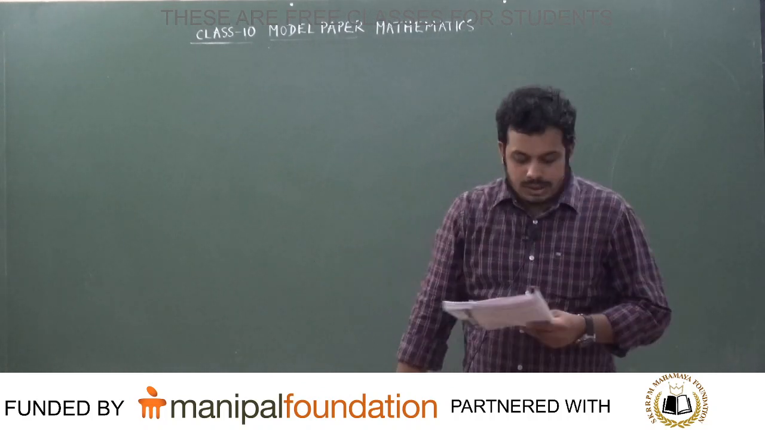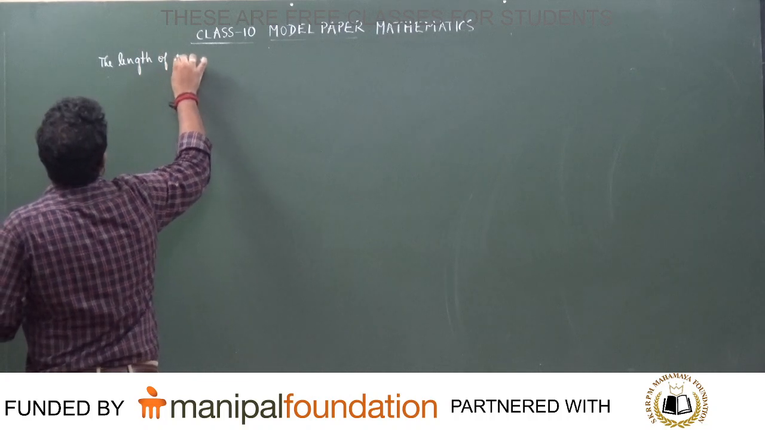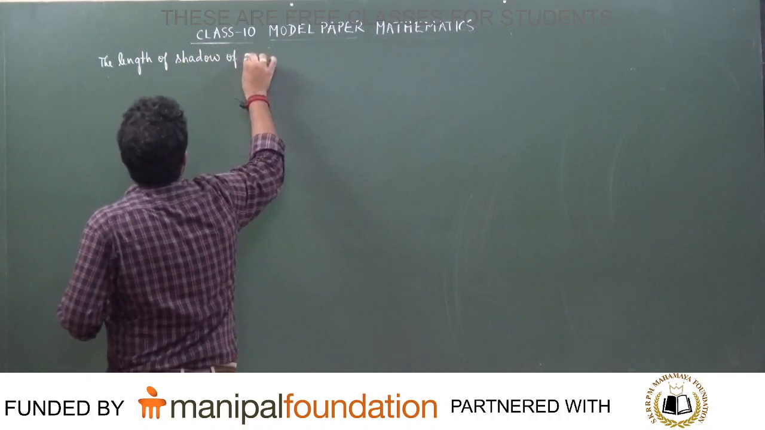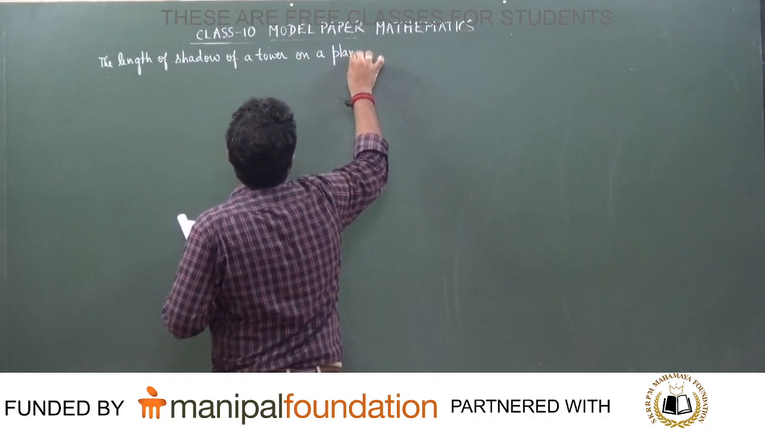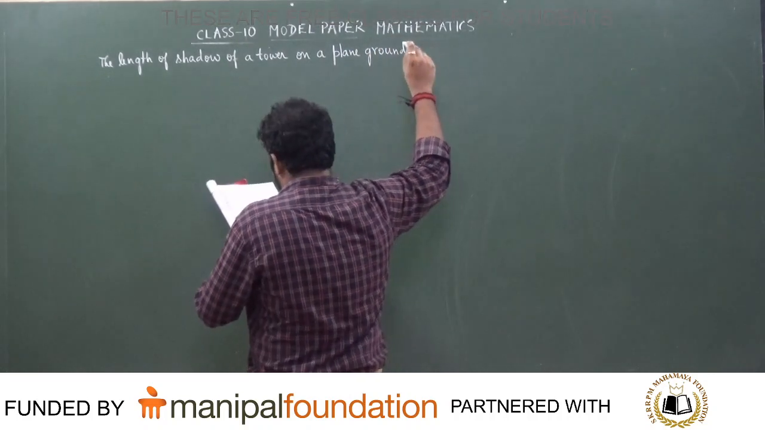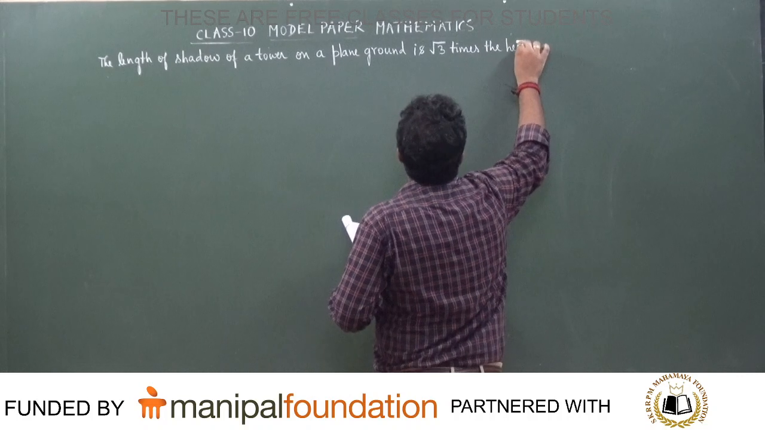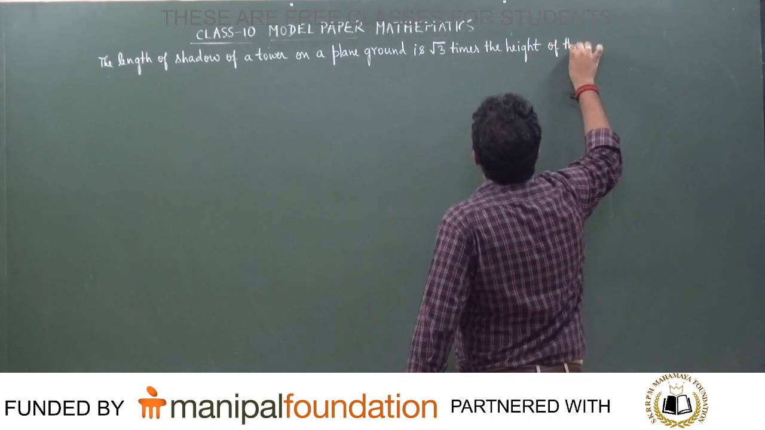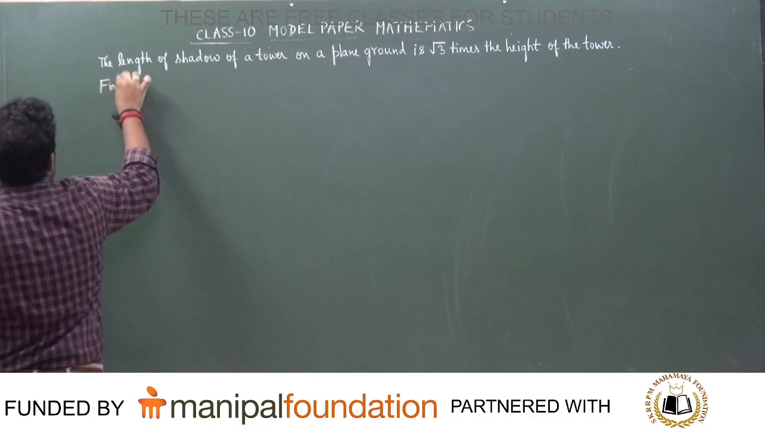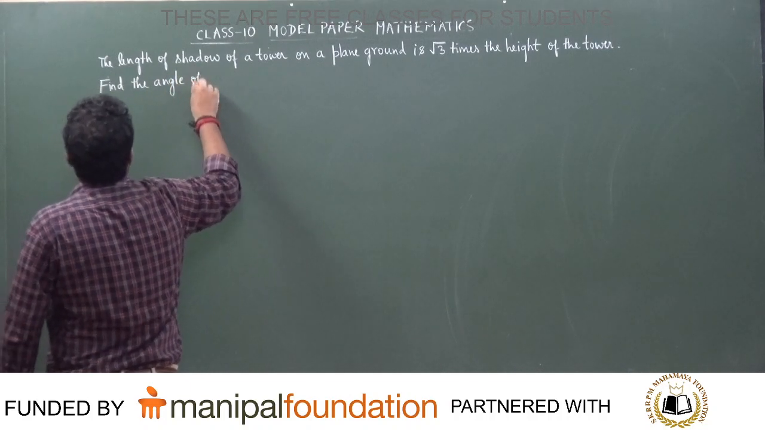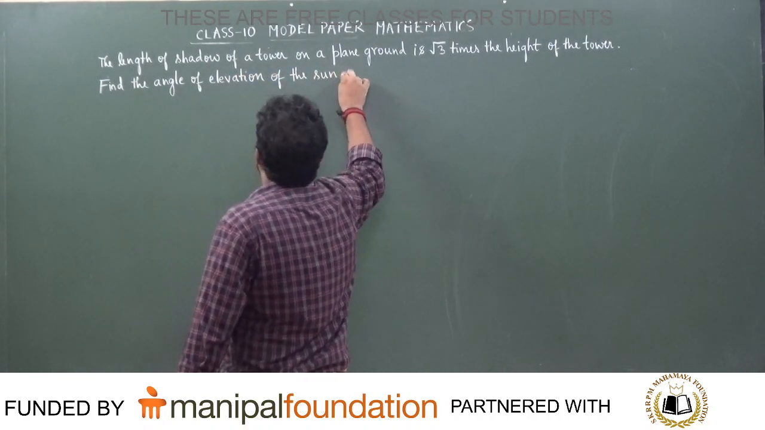Next question we'll solve. What is given in the problem is: the length of the shadow of a tower on a plain ground is root 3 times the height of the tower. Find the angle of elevation of the sun.